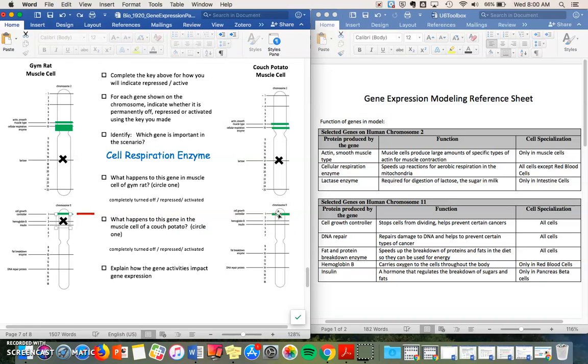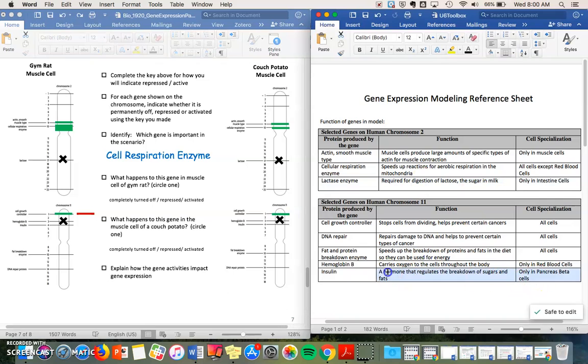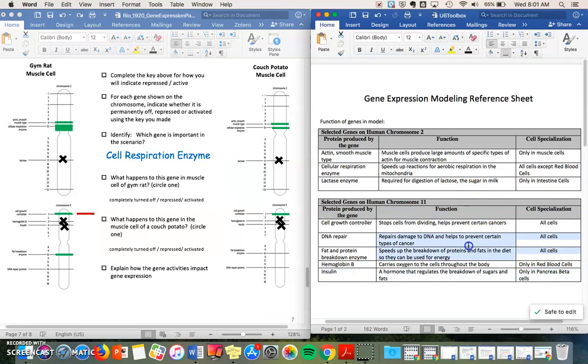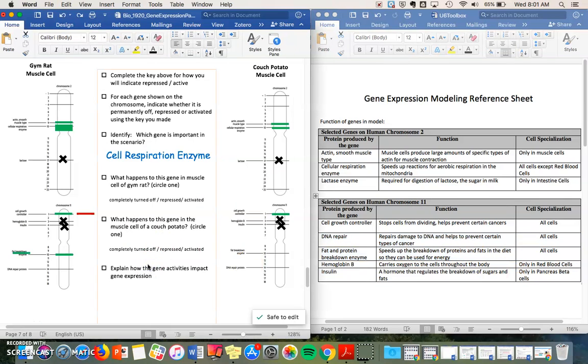All right, so then for hemoglobin, that's in the red blood cells, so that's turned off. All right, insulin, and again, I'm getting all this information from my sheet right here. Insulin is only in my pancreas cells, so that's turned off. All right. And then, just like I said before, the fat breakdown enzyme and the DNA repair protein. They're in all cells, and unless it says otherwise, we always need these genes turned on to just help do normal cell functions. Right? So here's my model.